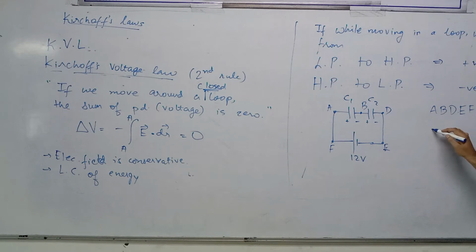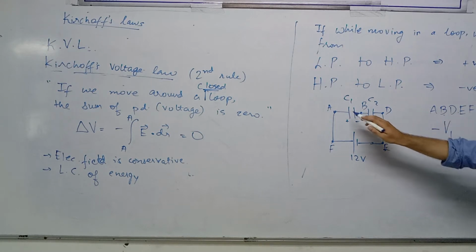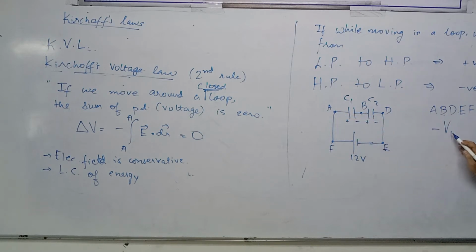So here look at minus negative V1. Why V1? Because it is the first capacitor. And why minus? This rule is simple: final minus initial. If you go from A to B, then B is on the negative side and A is on the positive side. That's why minus V1. Understood? Now let's go from B to D.